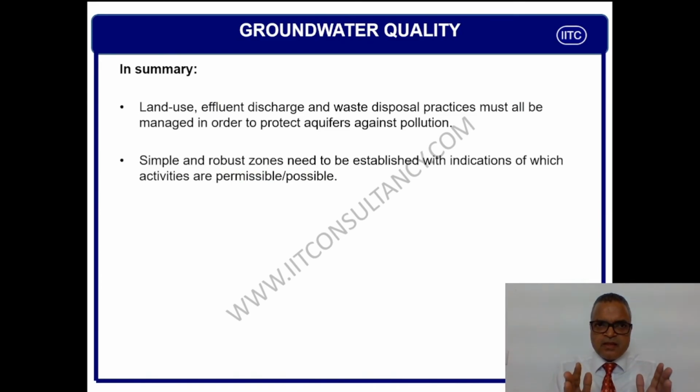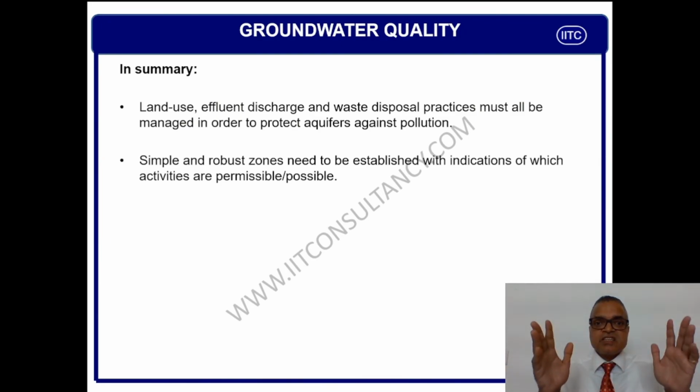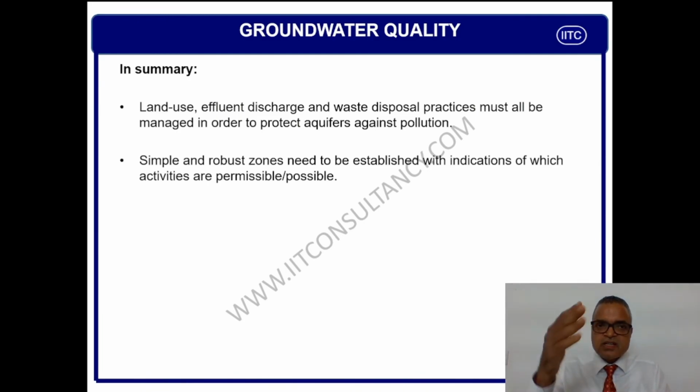Guys, in summary, this zone, land use, effluent discharge, and waste disposal practices must all be managed in order to protect the aquifer against pollution. The ultimate aim of making this zone is to protect the aquifers from pollution. Simple and robust zones need to be established with an indicator of which activities are permissible or allowed or not allowed in this zone. By doing this, in the longer run, we can prevent pollution of the aquifer. This is the nutshell of why we need to make a zone.